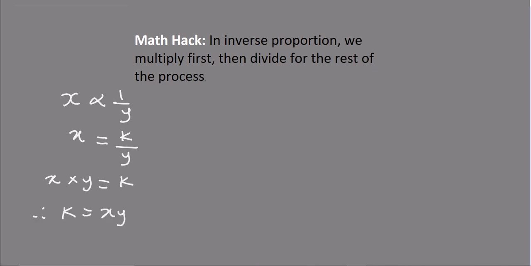Now, if you're not clear with this whole process, it's fine, but you can go to the lesson on direct and inverse relation on this same channel and get to understand this better. So this simply means that we have to multiply first, each time we have an inverse proportion, and then divide for the rest of the process. Now let's go ahead and make more sense out of this by solving some questions and going through the instance.